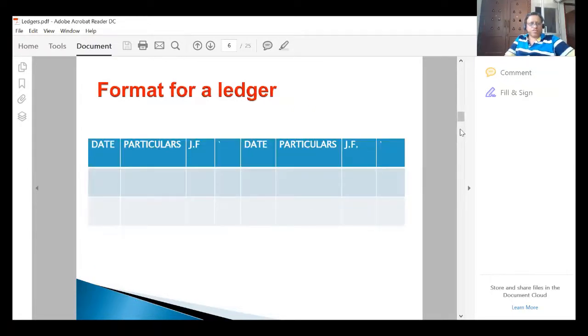This is a format of ledger. We have a date, we have particulars, purchase or sales. We have a JF, right? J means journal, F means folio, journal folio. One side we have a debit, other side we have a credit. This is a format of a ledger.